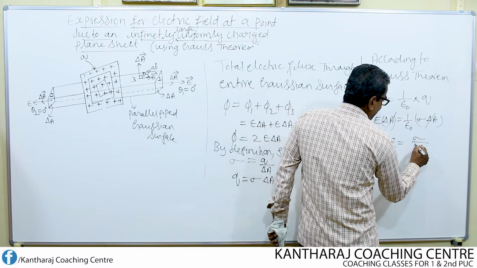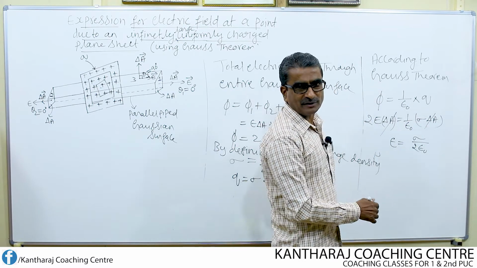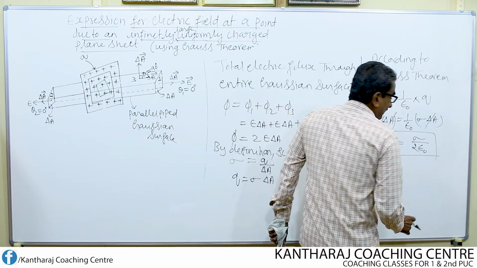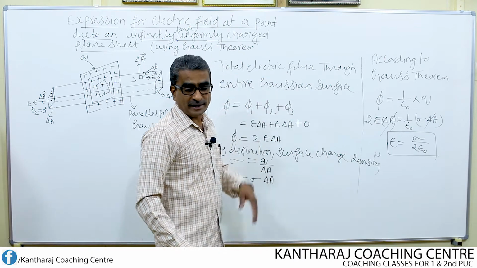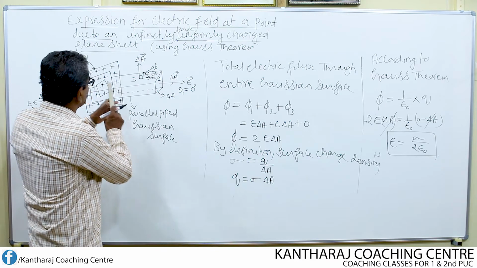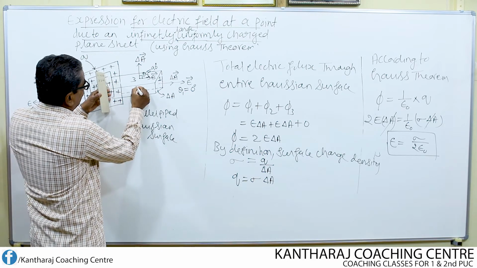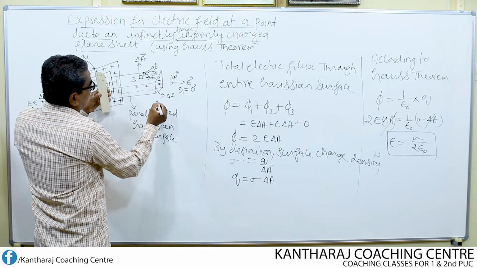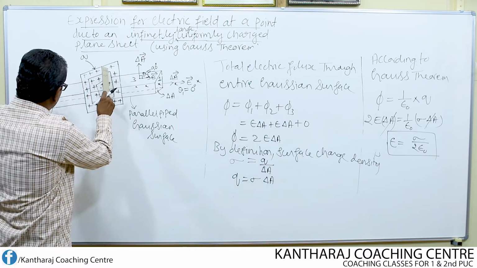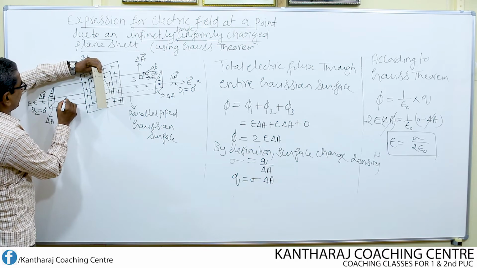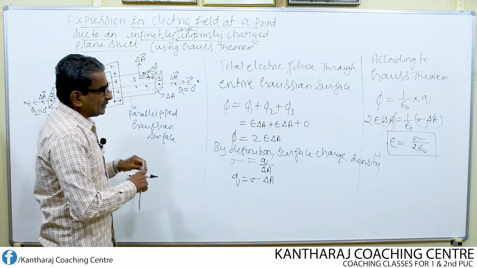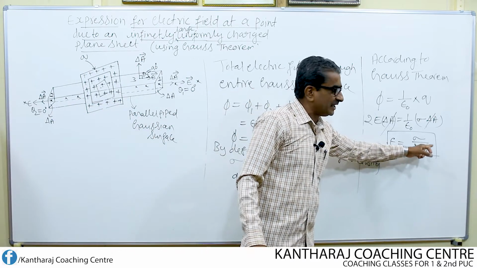Again cross multiply 2 and bring it to the denominator of the right hand side. So this is the expression for the electric field at a point due to a charged sheet. If you consider a charged sheet like this, either at this point or at this point, or similarly on this side, at any of these points, the magnitude of electric field remains the same.